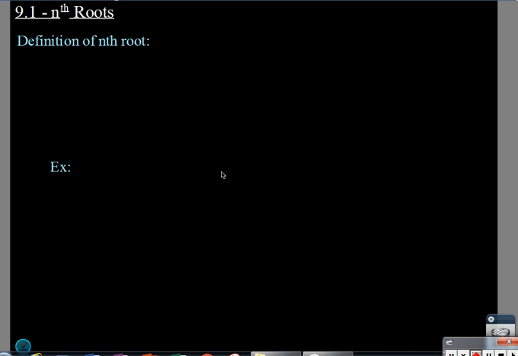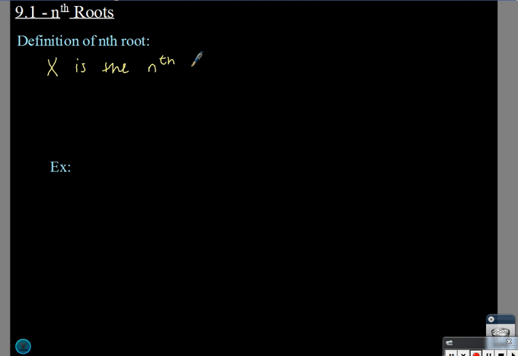Okay, so today we're going to talk about what it means to be an nth root. So we're in chapter 9, section 1 of your textbook. We say x, some number, is the nth root of some other number k if x to the nth power is equal to k. And n has to be greater than 1. It has to be a whole number greater than 1, so it can be like 2, 3, 4, 5, whatever.